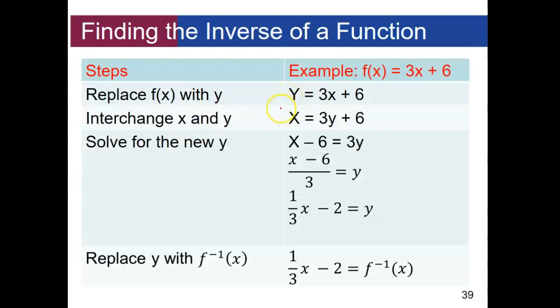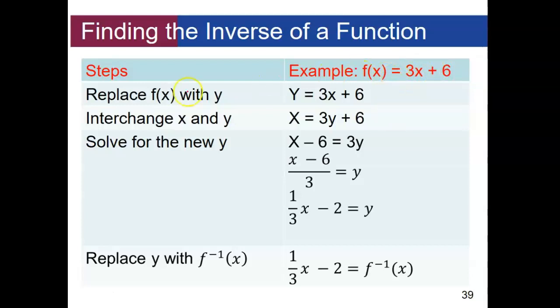Okay, finding an inverse. This is a little bit more complicated, but not difficult. So I have the steps outlined here for you. If we have the function 3x plus 6, this is a line, so it would pass the horizontal line test, so we do have an inverse. To find out what that inverse is, we have to go through this process.